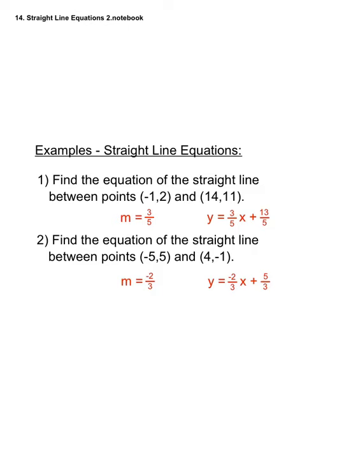Okay, so the answer for question number 1, your gradient is 3 over 5, and your final answer should be y equals 3 over 5x plus 13 over 5. And for the second one, you should get a gradient of negative 2 over 3, and your final answer should be y equals negative 2 over 3x plus 5 over 3.